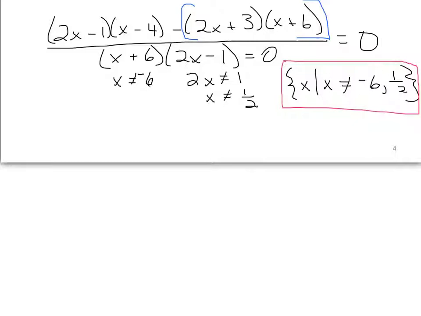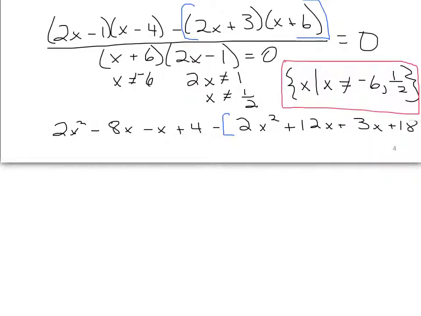We're going to FOIL 2x minus 1 and x minus 4, and we get 2x squared minus 8x minus x plus 4. And then we're going to keep that minus sign, and we're going to keep this all-important bracket because it keeps us from making a mistake with negatives. When we FOIL what's inside the brackets, we get 2x squared plus 12x plus 3x plus 18.